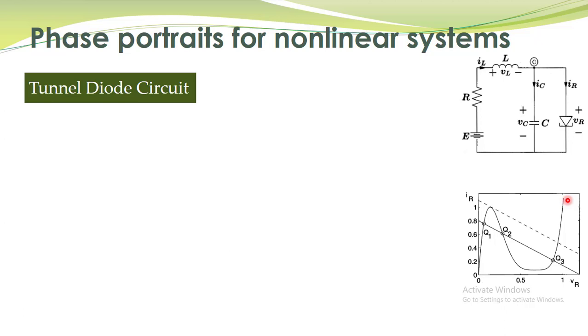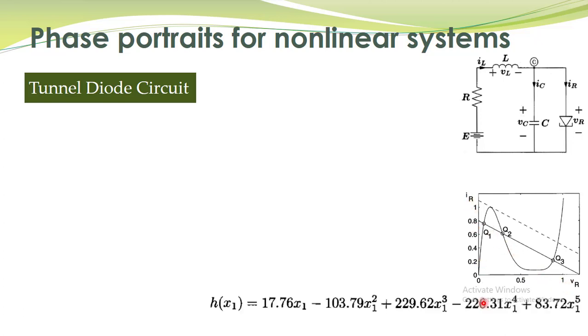So this particular diode is the tunnel diode, and this nonlinear relation between voltage and current is given by this mathematical equation. This x1 is voltage. To model this system, we can take two states: the current through the inductor and the voltage across the capacitor.